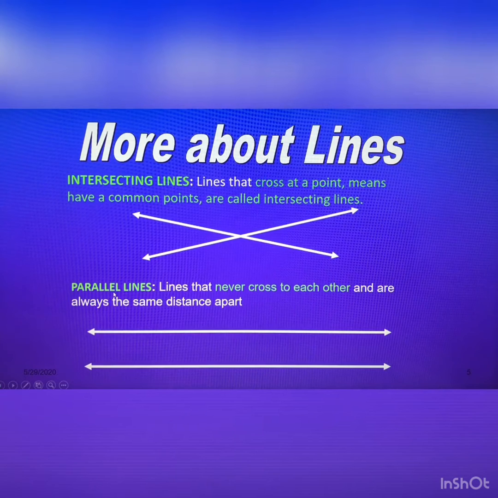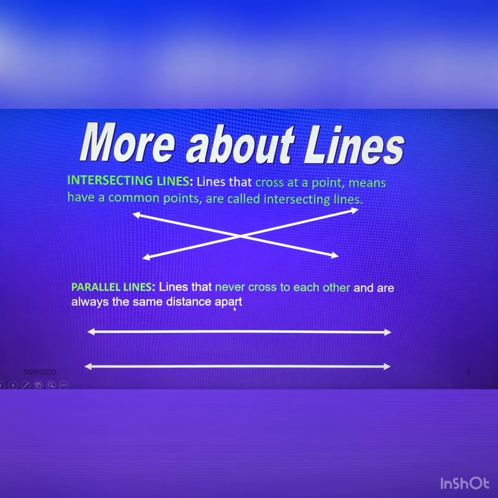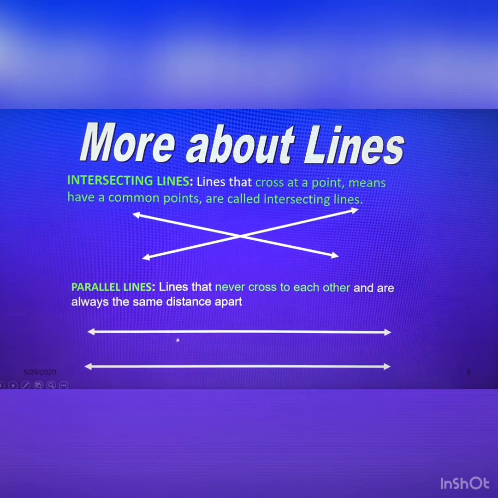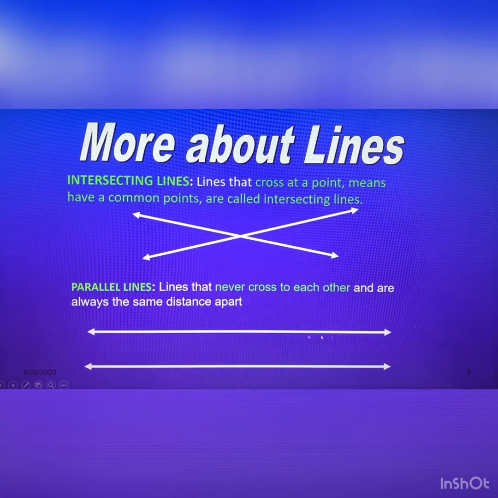Now parallel lines. What do you mean by parallel lines? Lines that never cross each other and are always the same distance apart are known as parallel lines. You can see that these are parallel lines, having the same distance at every point of these two lines.